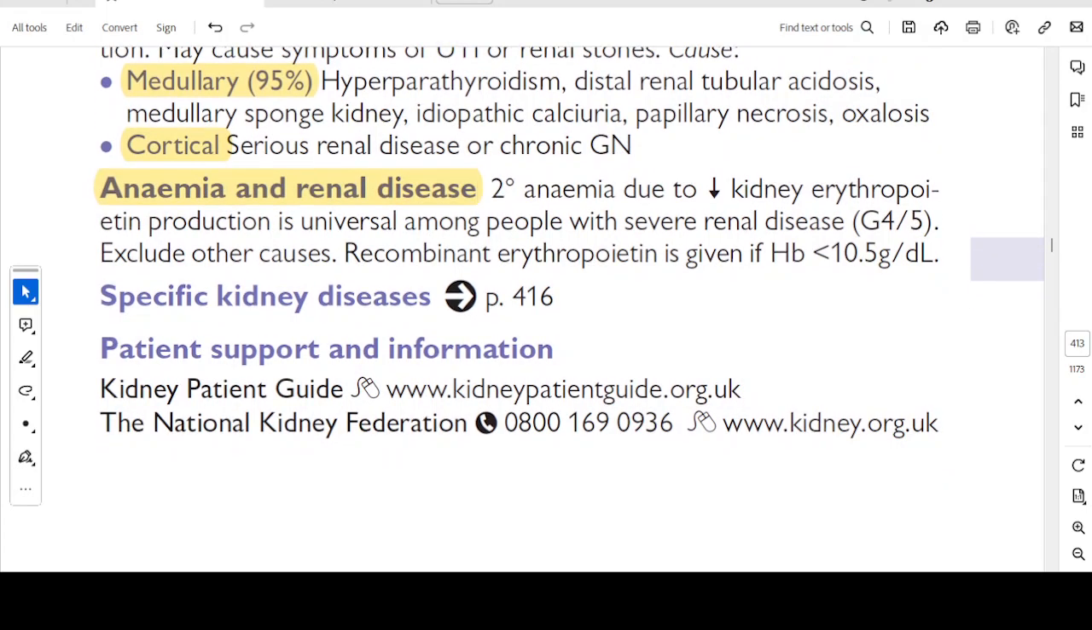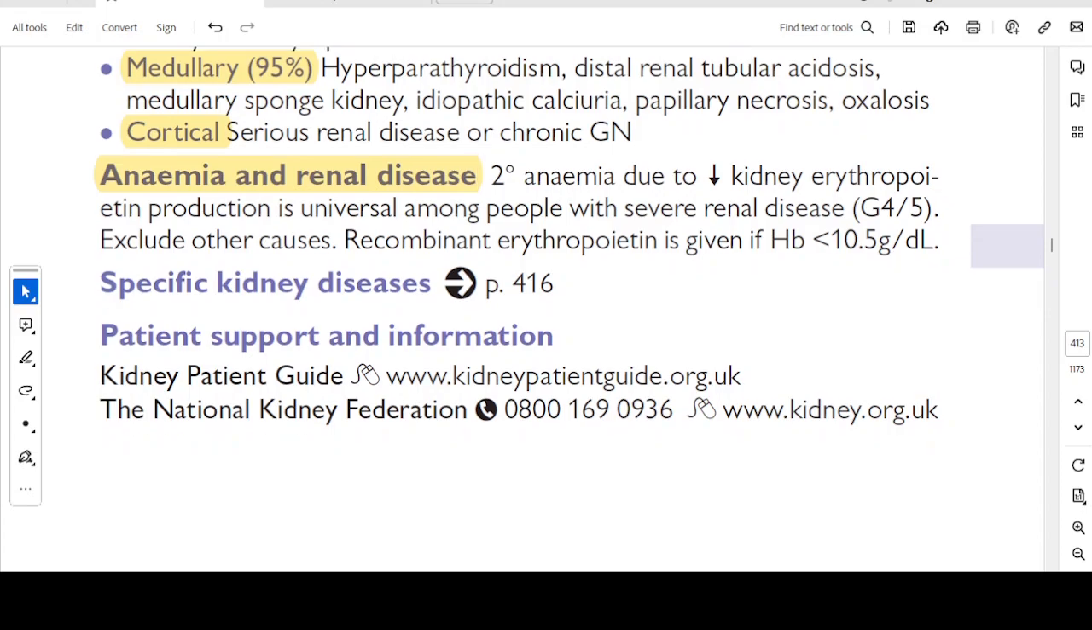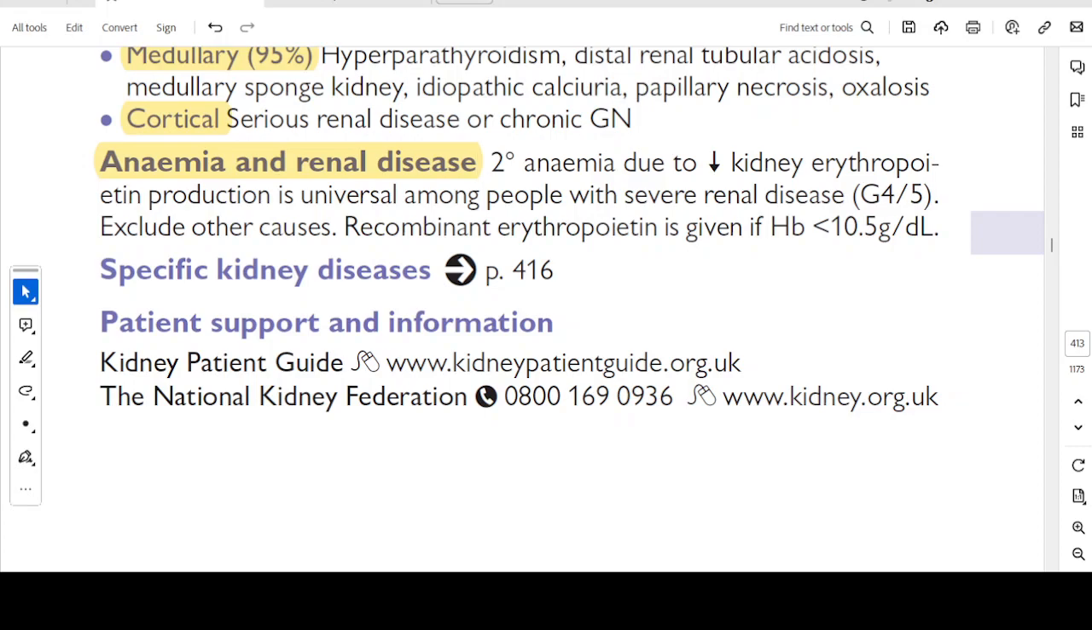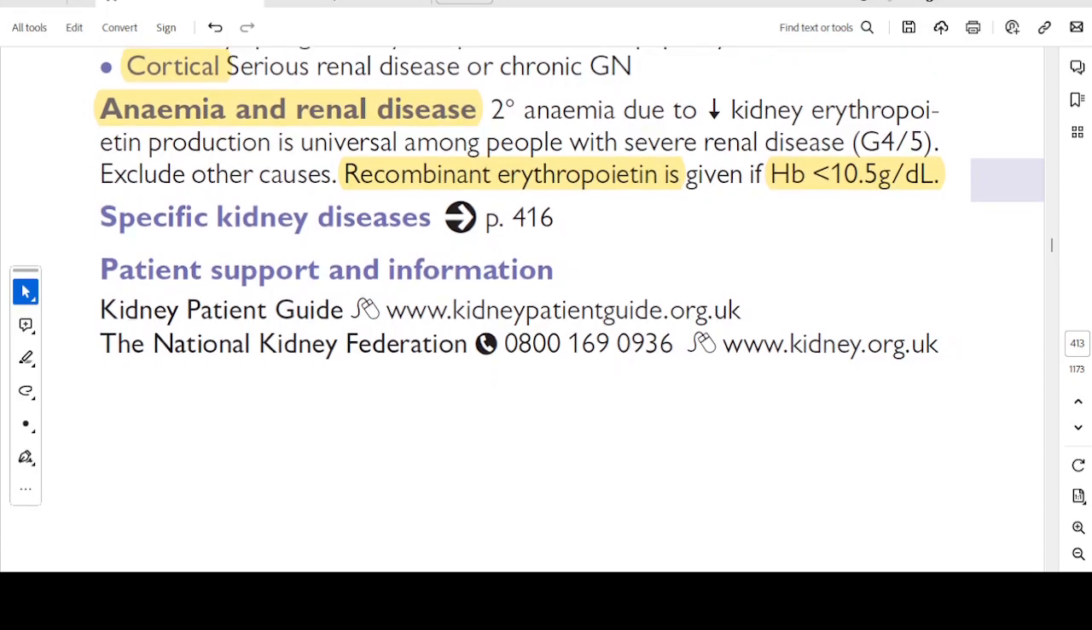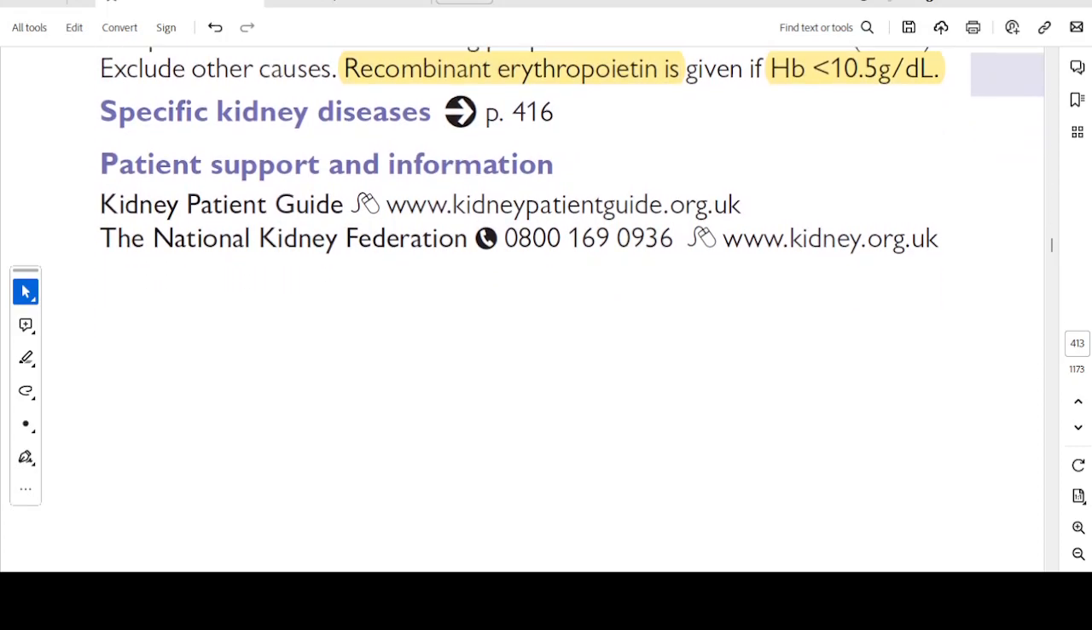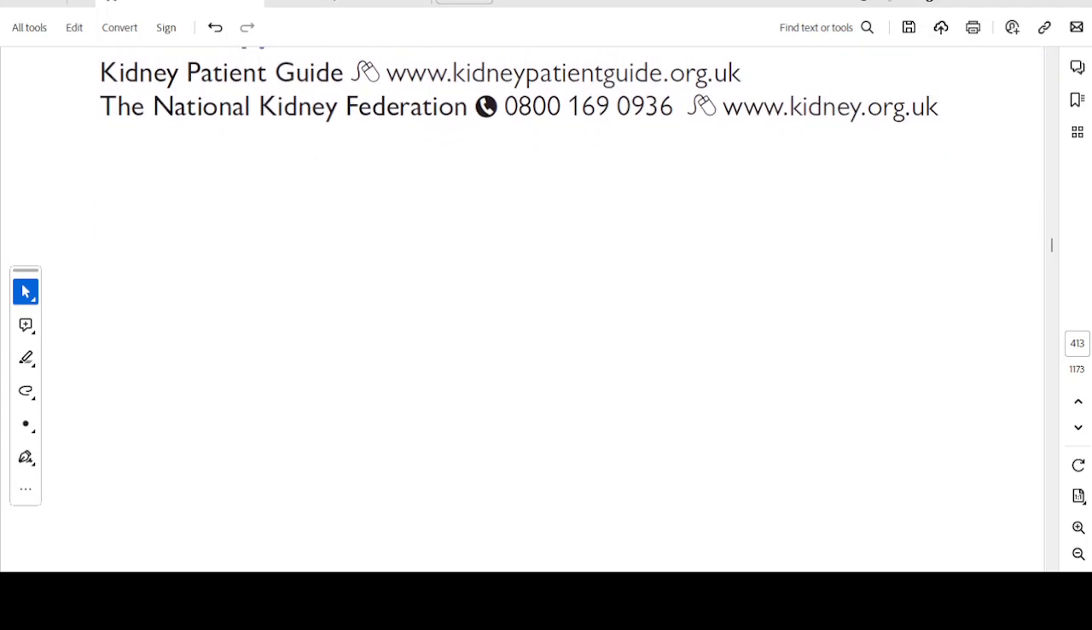Anemia and renal disease. Secondary anemia due to reduction in kidney erythropoietin production is universal among people with severe renal disease, G4 and G5. Exclude other causes. Recombinant erythropoietin is given if hemoglobin is less than 10.5 grams per deciliter. So this is the threshold. When do you give erythropoietin in a CKD patient, grade 4 or grade 5? If hemoglobin is less than 10.5 grams per deciliter.